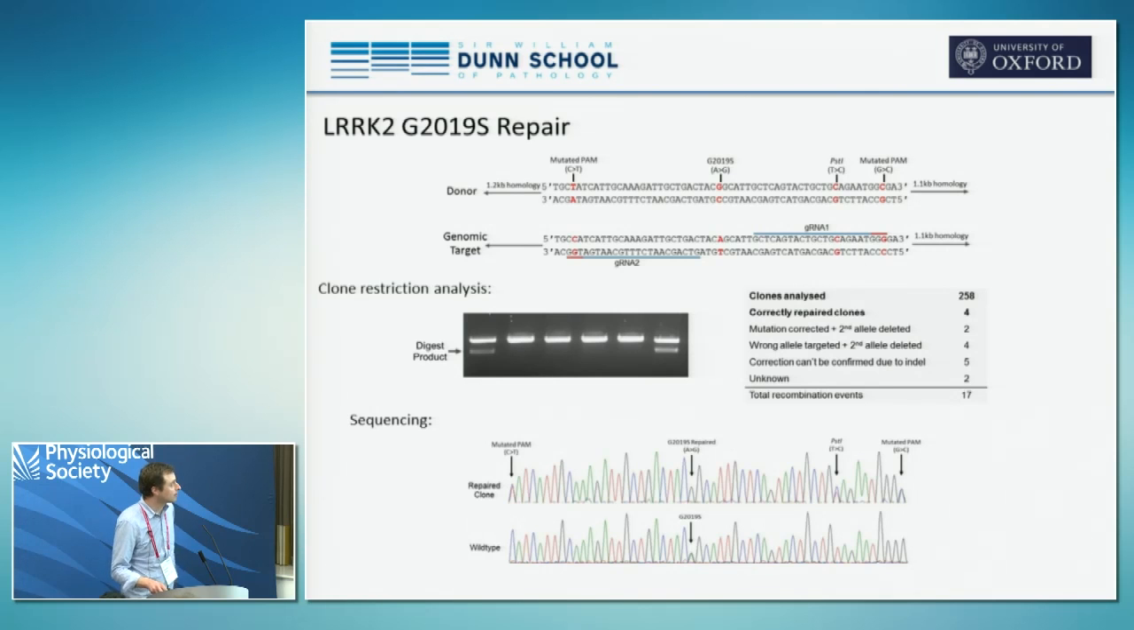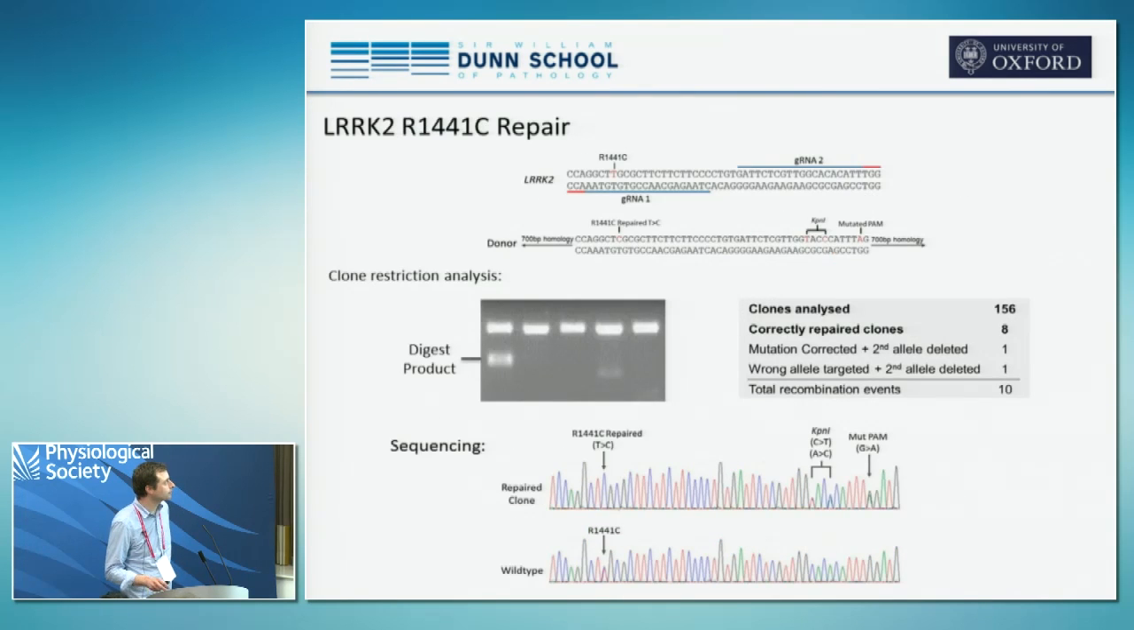So basically, you can see the problem that can occur when your CRISPR-Cas9 guide RNAs are able to target both alleles. However, in the case of R144C repair, the guide RNA luckily happens to run across the R144C mutation site. So by designing the guide RNA only to recognize that site, it only targets 1 allele. And that shows in the repair efficiency that we get here. Out of 156 clones analyzed, we get 10 recombination events, and of those, 8 are correctly repaired clones.